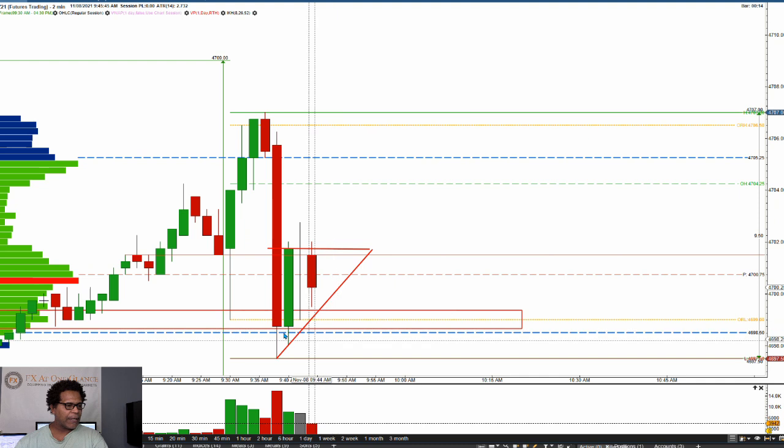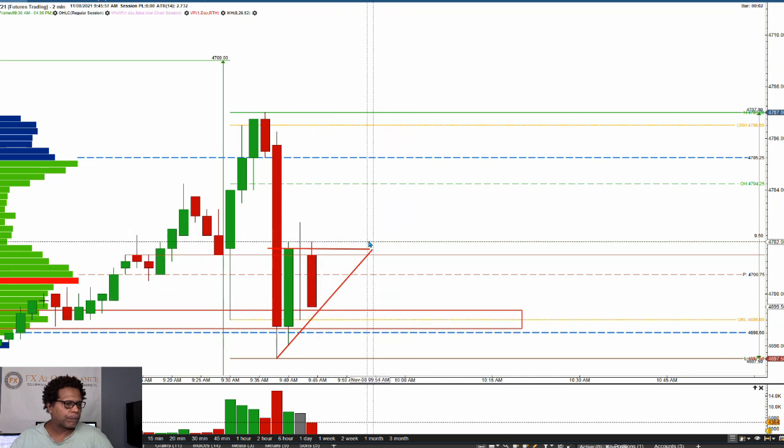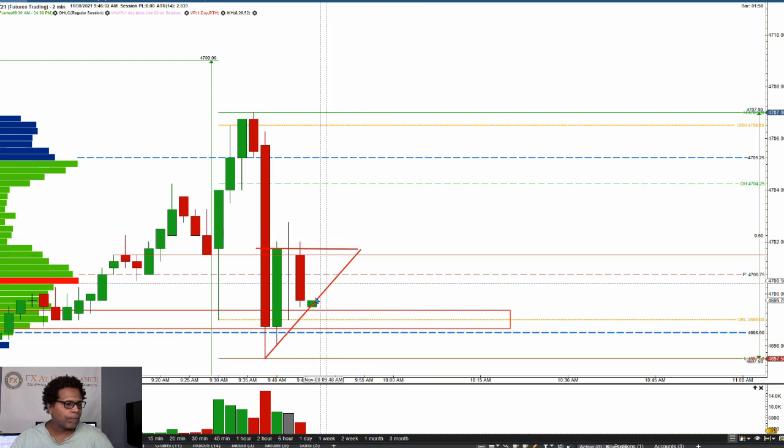So I'm looking at the body here. I'm also looking at these lows, and also note a body. So from body to body, this body, let's see where it comes down to. So we're still inside that area.